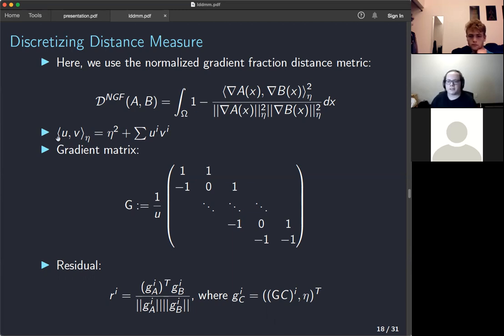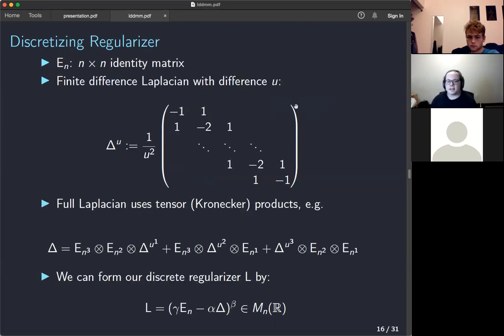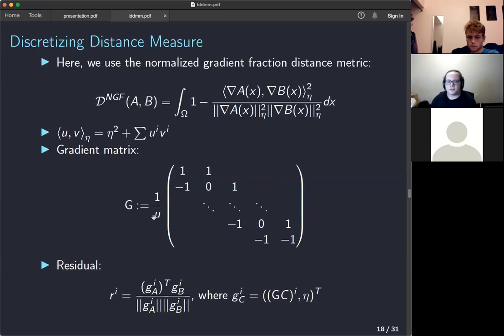Although this inner product is actually not an inner product, it's a little bit special, where we do our usual sum of components, but then we want to add this eta squared term basically as a cutoff parameter of where is the noise gradients and where is the signal gradients. From here, the gradient matrix itself is similar to our Laplacian up here, but instead it's a first derivative because it only has one step size in the denominator. And also it's a more simple matrix structure. And then this term you can call a residual.